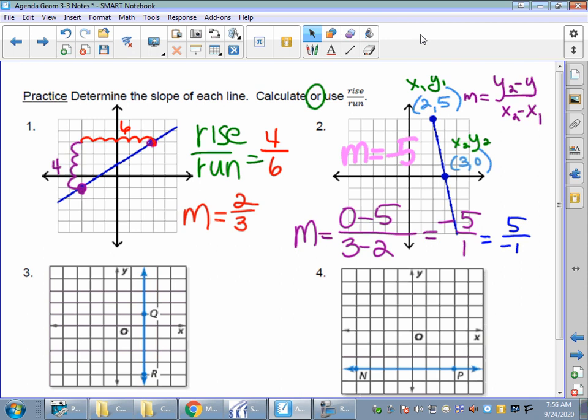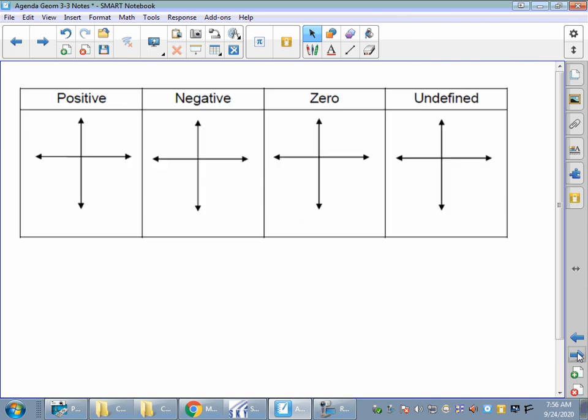Let's skip 3 and 4 because we're going to talk about these right now. I really like this box. This is a good go-to box. So let's say a couple things about each one of these. Positive, negative, 0, and undefined. We just looked at a positive and a negative. Positive slope means I'm just going to draw on some kind of line. Don't forget to put your arrows on each end. It is, we'll say, sloping up.